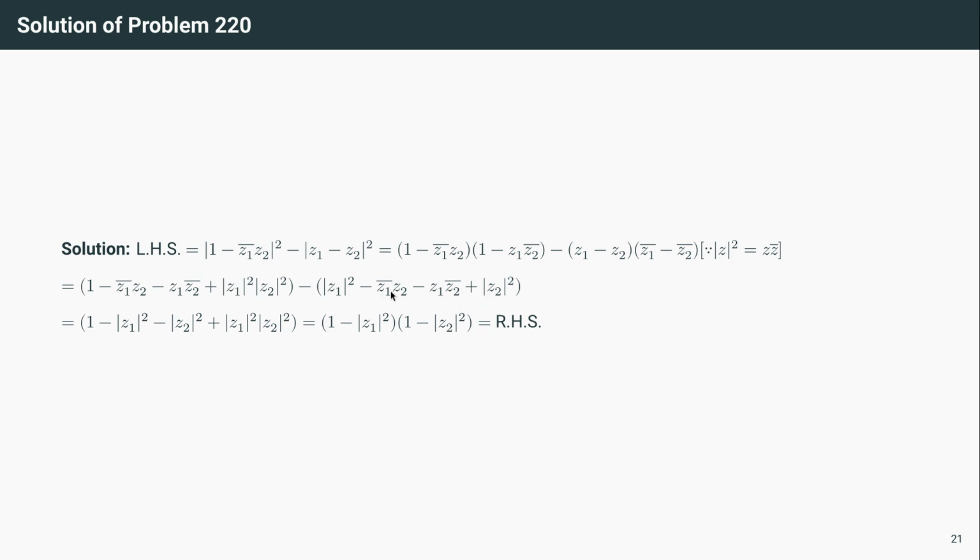So when we take this here, it cancels out this z1 bar z2 from here. This will be positive because minus minus plus. And similarly, z1 z2 bar will be cancelled. So our equation becomes 1 minus mod z1 squared minus mod z2 squared plus mod z1 squared into mod z2 squared. This is equal to (1 minus mod z1 squared) into (1 minus mod z2 squared).